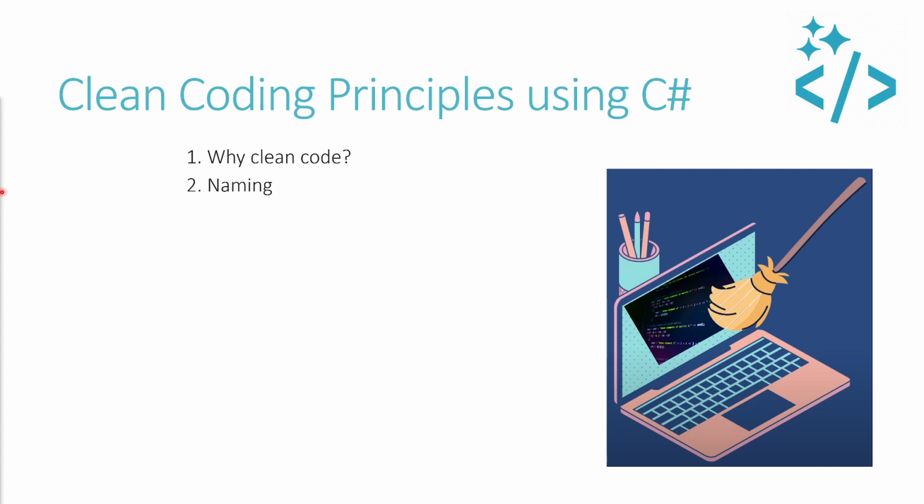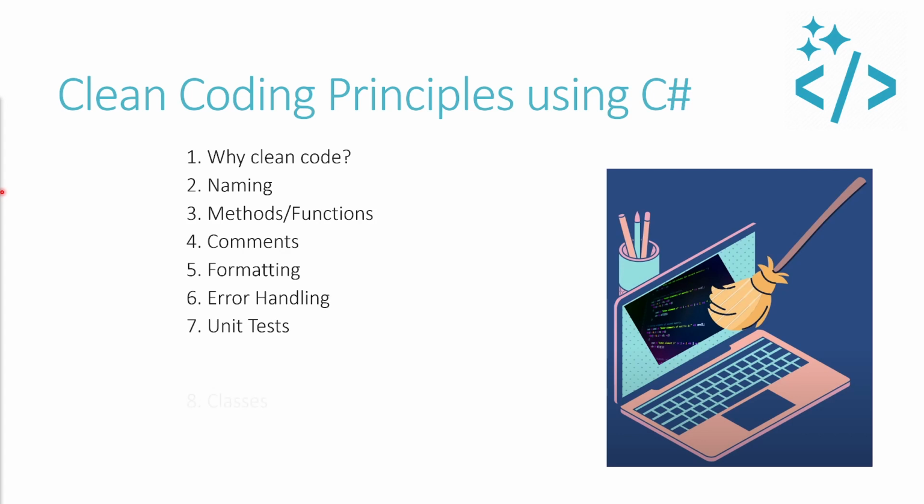Then we're going to see how to create clean names, how to create clean methods and functions, how to write comments, have clean comments, how to do the formatting of the code, how to do the error handling, unit testing, classes, conditionals, and lastly, we're going to see how we proceed so that our code base stays clean.